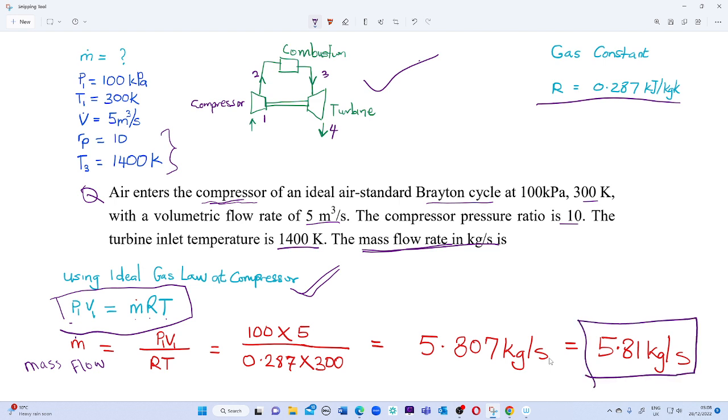So our calculated mass flow rate of air entering an ideal air standard Brayton cycle at the particular parameters given equals 5.81 kilogram per second.